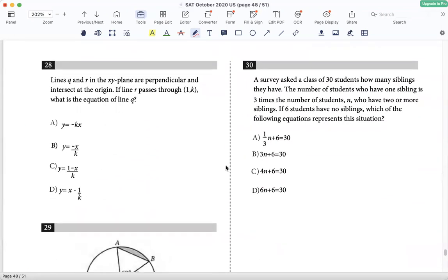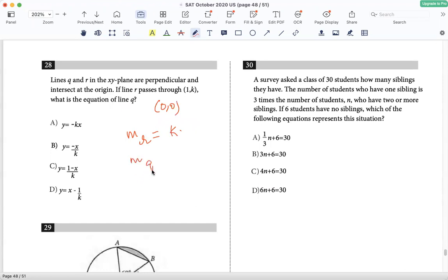Lines Q and R in the xy plane are perpendicular and intersect at the origin. If line R passes through the point (1, K), what is the equation of line Q? Okay, so line R passes through (1, K), and also it passes through the origin because that's where the two lines intersect. So the slope of line R would be K by 1. So it's K, right?